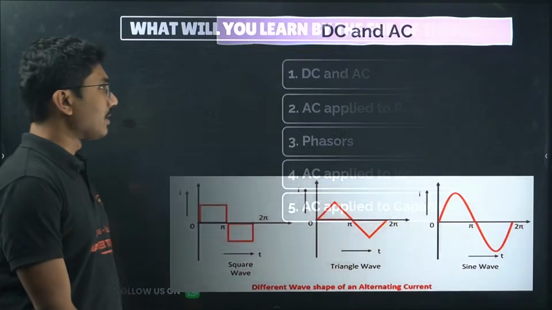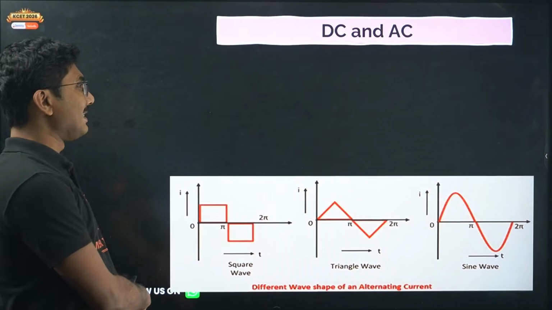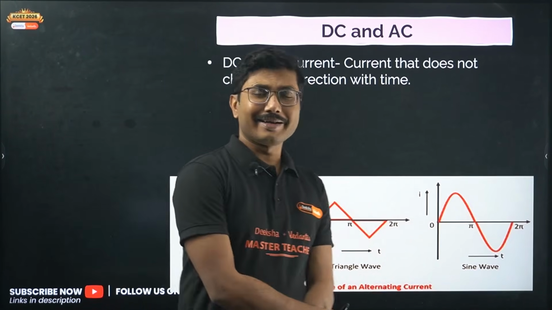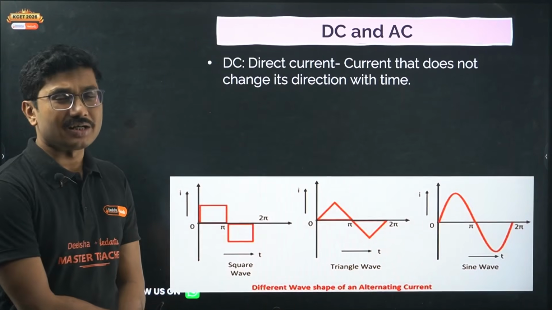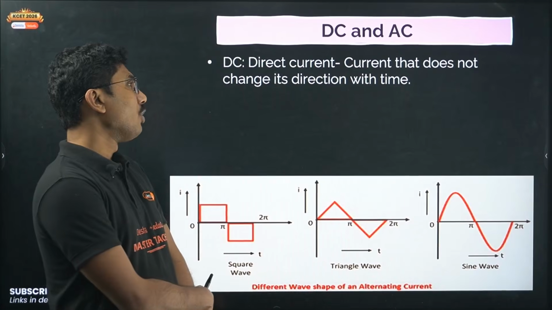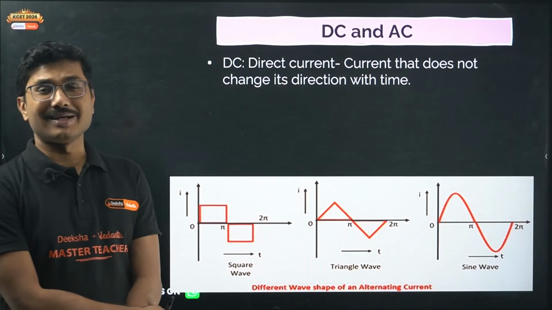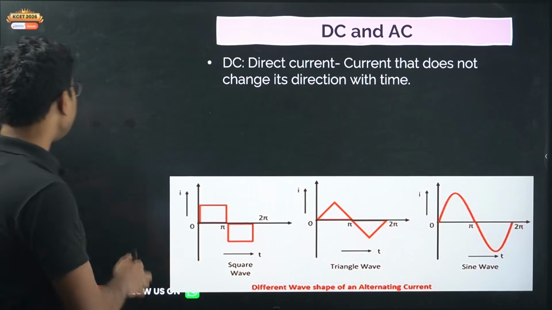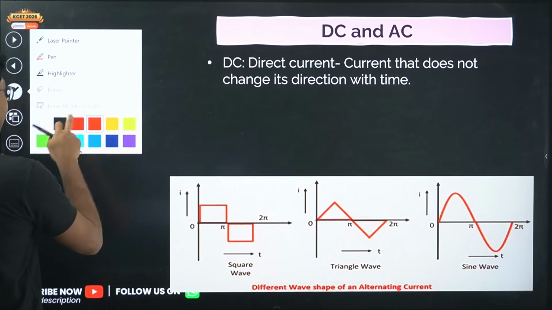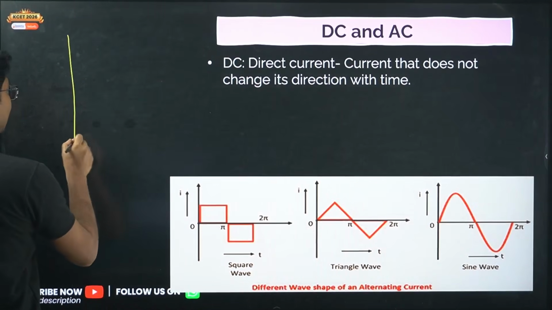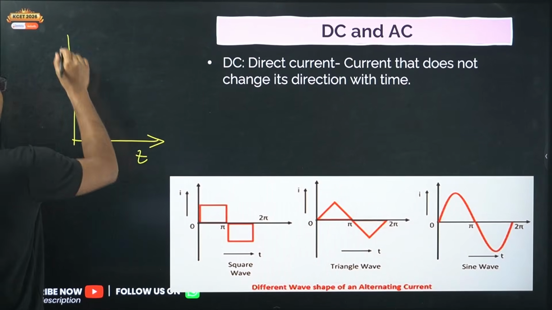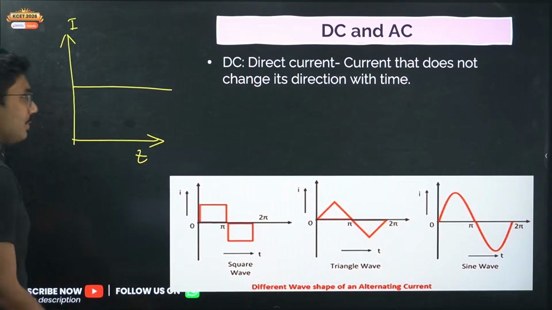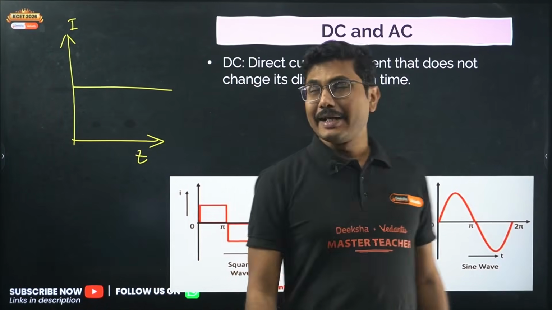Now let's start. DC and AC. DC is also called direct current. Direct current means the current's direction does not change with time. Generally any direct current is represented by a graph like this. Suppose this is time, and this is the magnitude of current. So an ideal DC current should be like this. Ideal current means it should be constant.